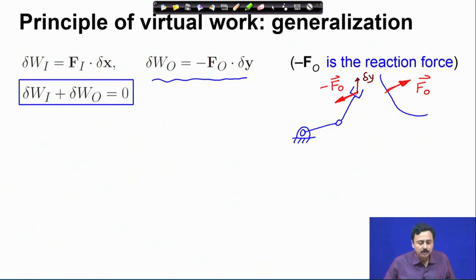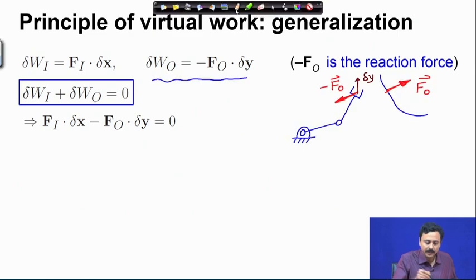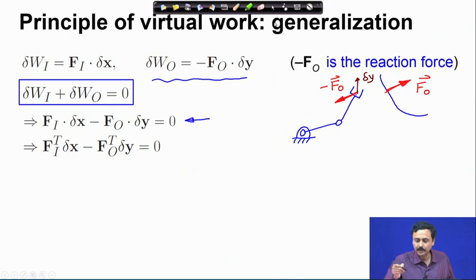Now, the principle of virtual work states that delta W_i plus delta W_o must vanish. So, if I substitute these expressions, I obtain this relation. Now, I need the input output relations for the manipulator.